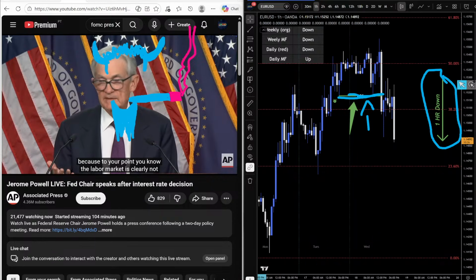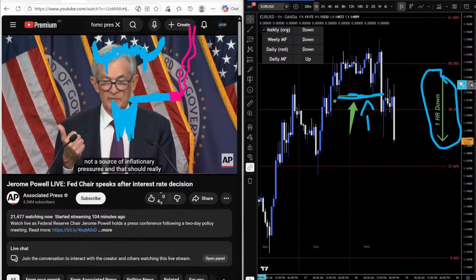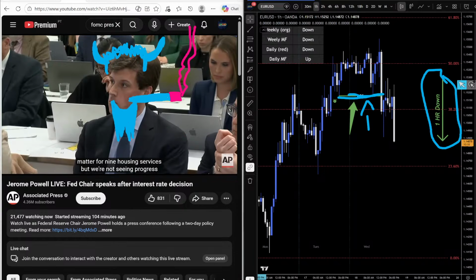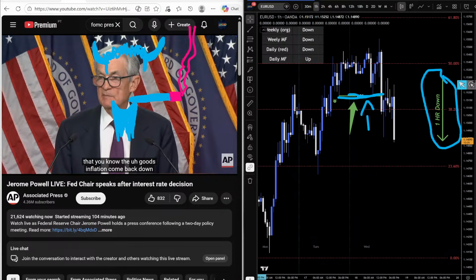What we want to see for this year, rather, is continued progress on housing services. Finally seeing the goods inflation come back down because the one-time effects of tariffs are through, and then also get some help from non-housing services. That's what we'd like to see, but it's a good question why we didn't see much of that last year.